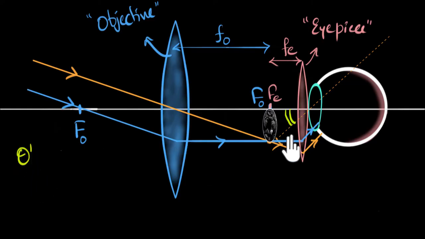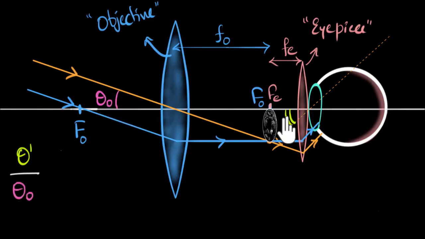All right. And what would have been the angle subtended by the moon if we hadn't used the telescope? Well, if we hadn't used the telescope, these rays would be directly falling on our eyes, right? So the angle subtended would be just this. Let's call that theta naught. And so the ratio of these two angles will be the magnification produced by the telescope.